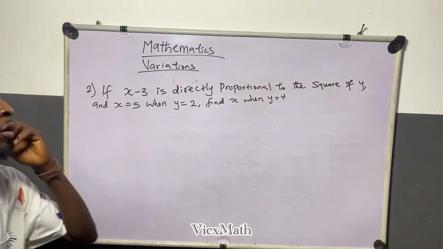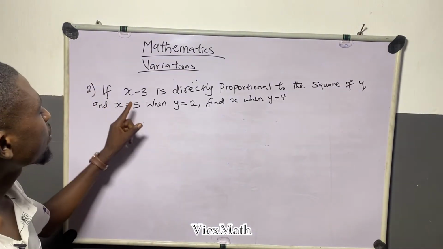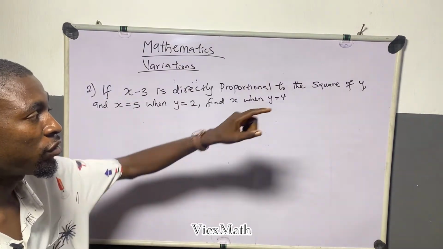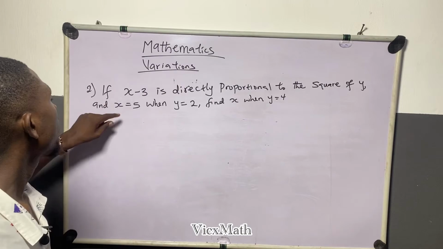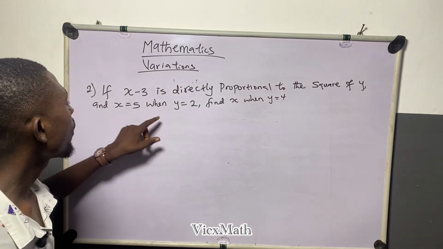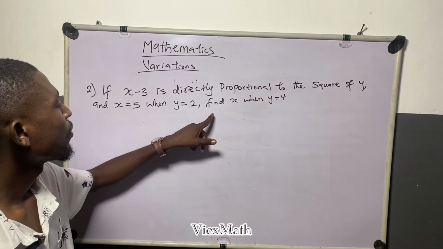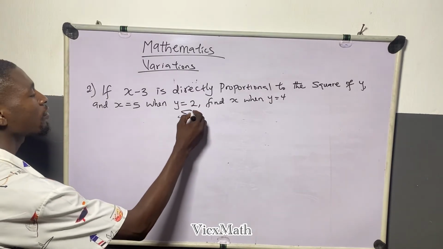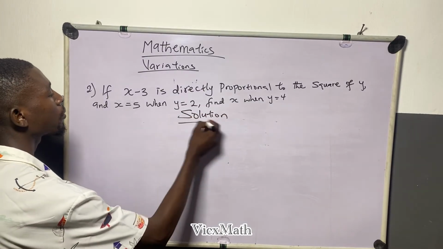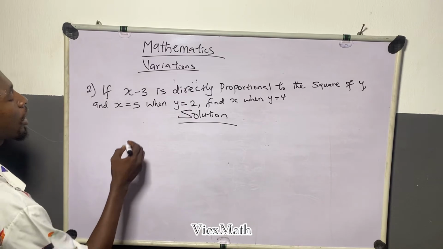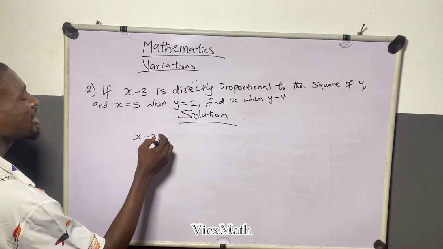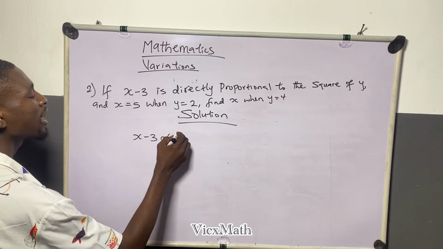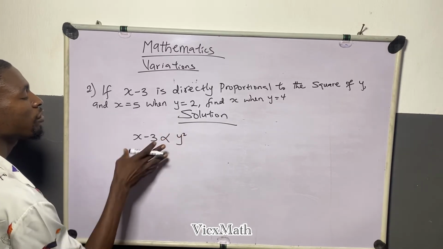Okay, we have a second question on this variation. If x minus 3 is directly proportional to the square of y, remember this is the square of y, and x is equal to 5 when y is 2, find x when y is 4. Simple. Solution to this: we have x minus 3 is directly proportional to the square of y, not square root. This is what the statement is.